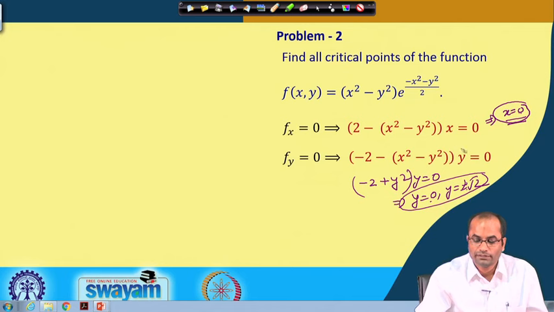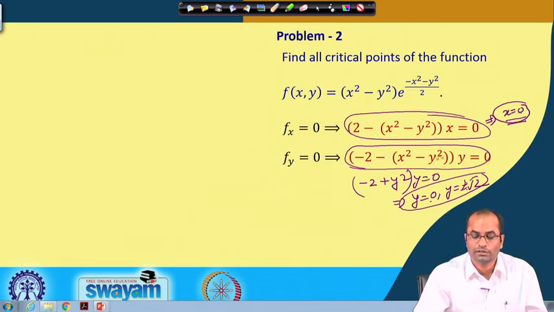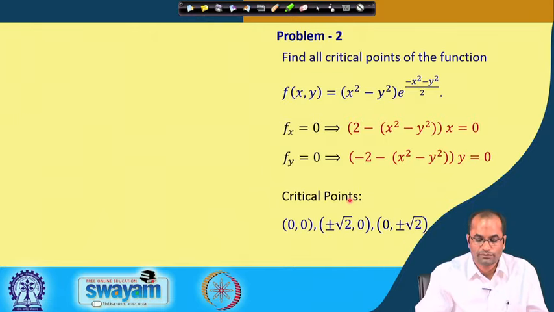Now, similarly we can set y to 0 first, because for y equal to 0 this will also be 0, and then setting y equal to 0 we will find the possible values of x. In this way we can find all the critical points by solving these equations, and what do we get? We have the critical points (0, 0), (√2, 0), (−√2, 0), and then (0, √2), (0, −√2). All these are the critical points which we can see in this problem.